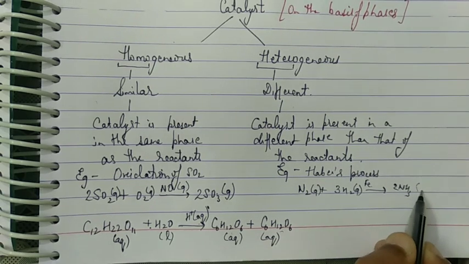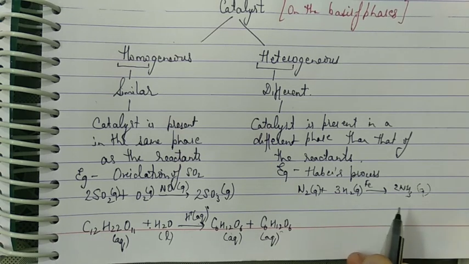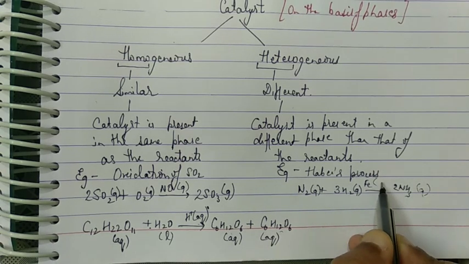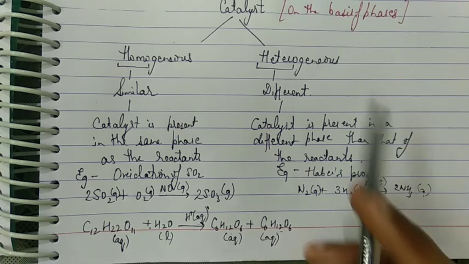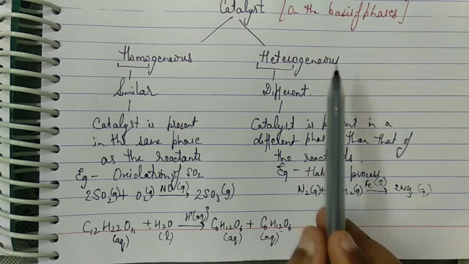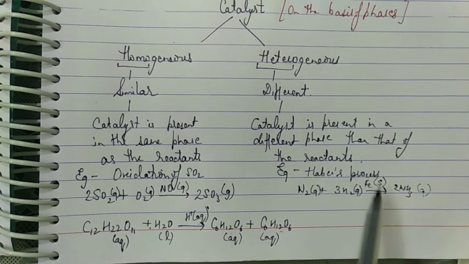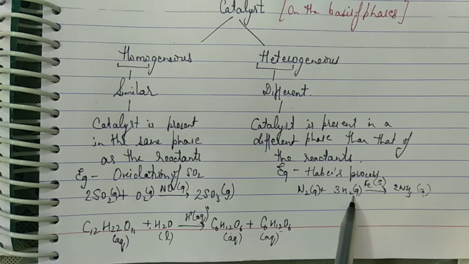The product formed is also present in gaseous state, but the catalyst that we have taken, Fe, is present in the form of solid. So, what are heterogeneous catalysts? The catalyst which is present in a different phase than that of its reactant is known as a heterogeneous catalyst. Now we are going to talk about the theory of heterogeneous catalysis.